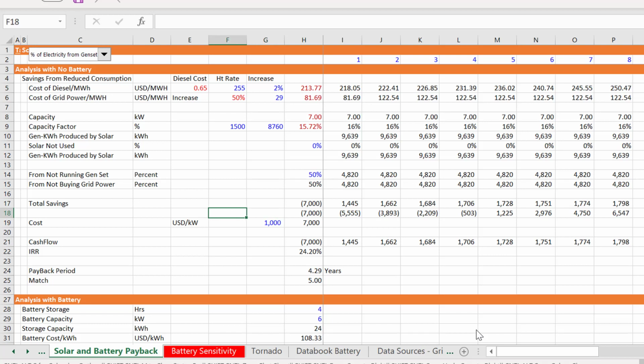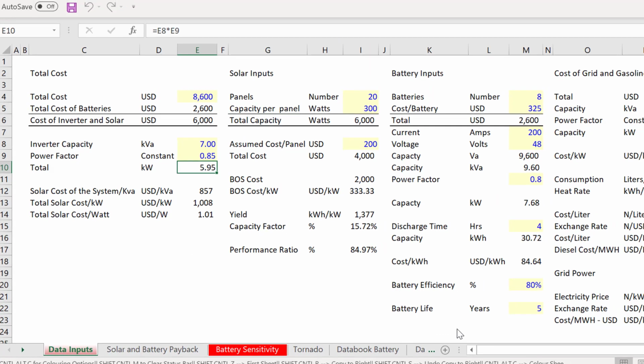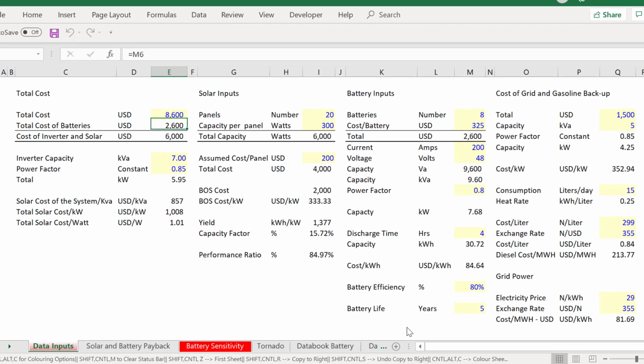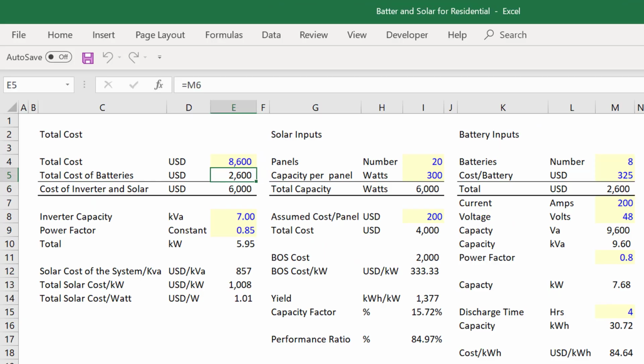So what I'm going to do now is work through some of the assumptions quickly with you. You need the same sort of assumptions even if it's for one house. I don't know how big the house was, but here are some of the parameters I was given for a real case in a house. The whole system cost $8,600, and the battery system cost $2,600. The battery consisted of 8 batteries, and each battery cost 325 USD.